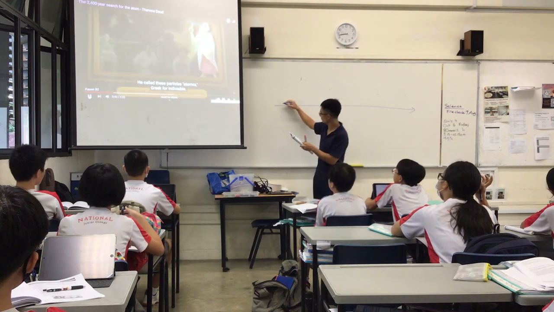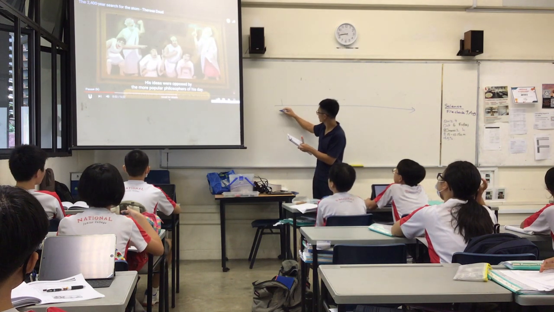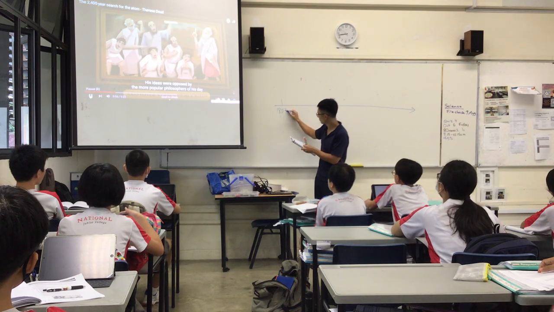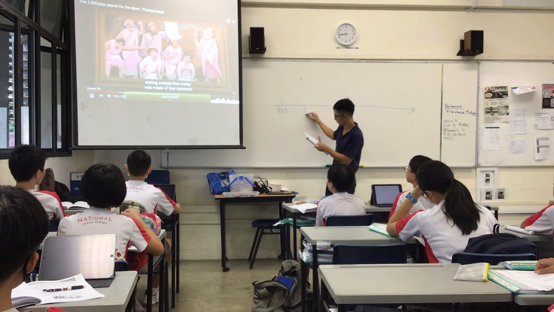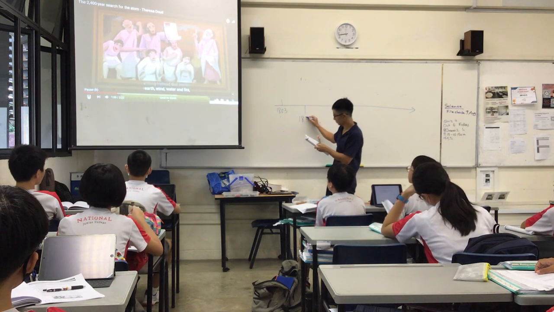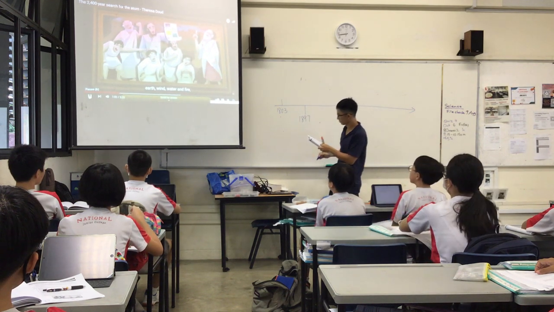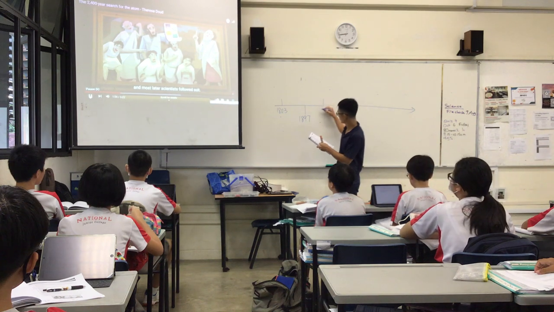His ideas were opposed by the more popular philosophers of his day. Aristotle, for instance, disagreed completely, stating instead that matter was made of four elements: earth, wind, water, and fire. And most later scientists followed suit.